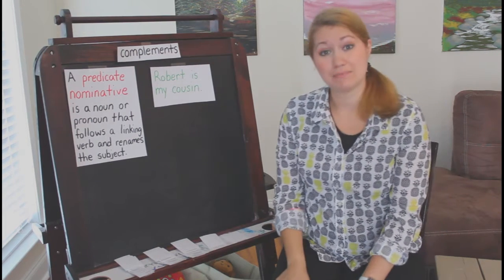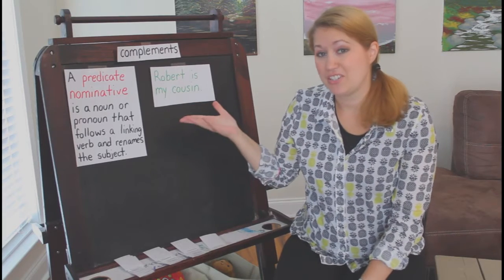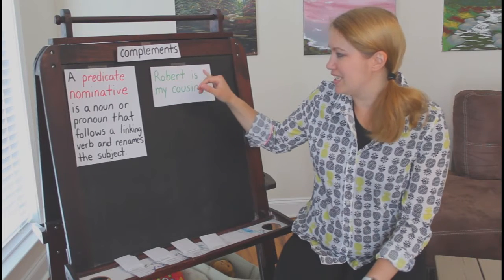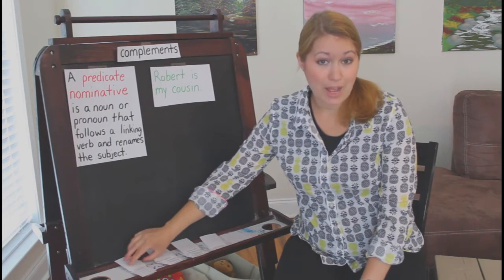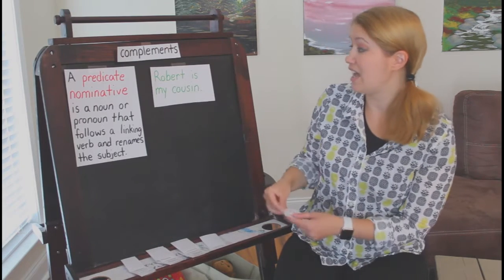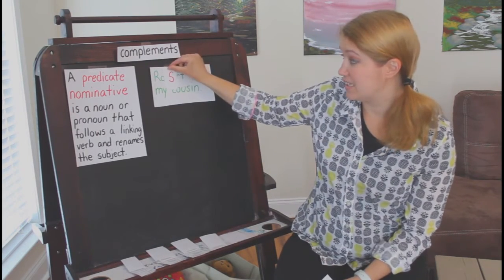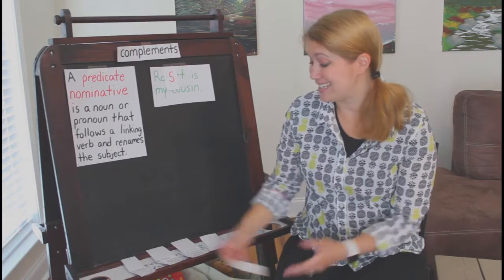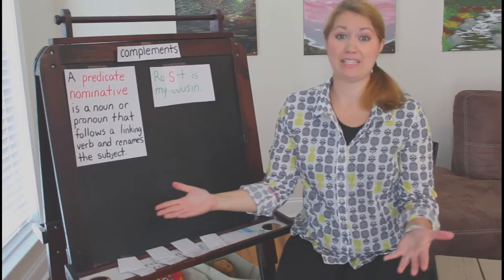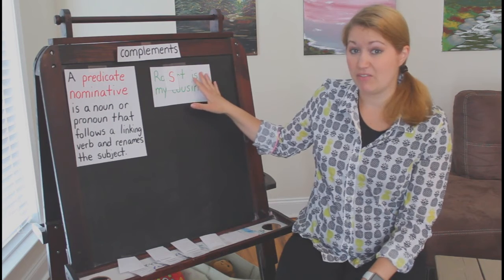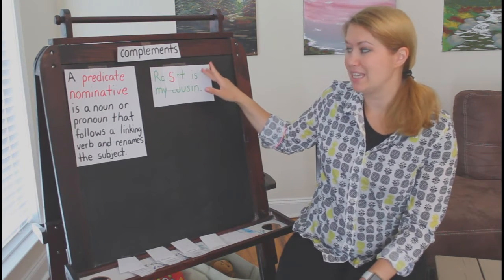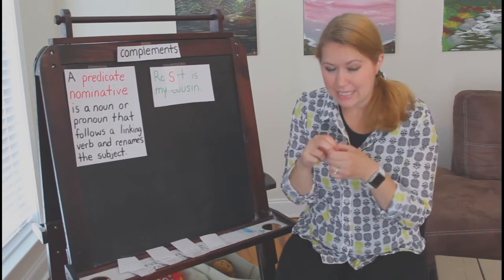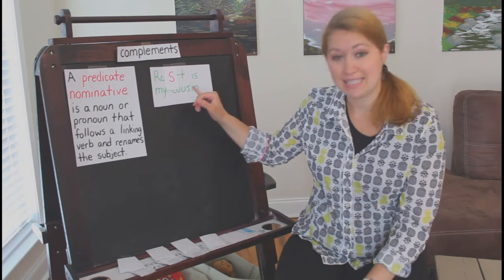Robert is my cousin. Robert is my cousin is our sentence. What's our subject? Robert. Robert is my cousin. Is Robert doing any kind of action in this sentence? No, he's just existing. He is my cousin. So it's just a state of being normally. But in this case, it's linking the two parts together. So Robert is, it's linked to the rest of the sentence, my cousin.